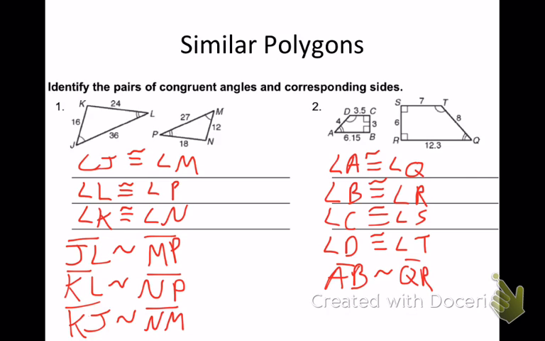Similar to QR. And then I could do BC. What's BC going to be similar to, Quinn? What's BC similar to? RS. Let's talk about CD. What is CD going to be similar to, Tyler? ST. And last but not least, I have DA. What's DA going to be similar to, Jake?